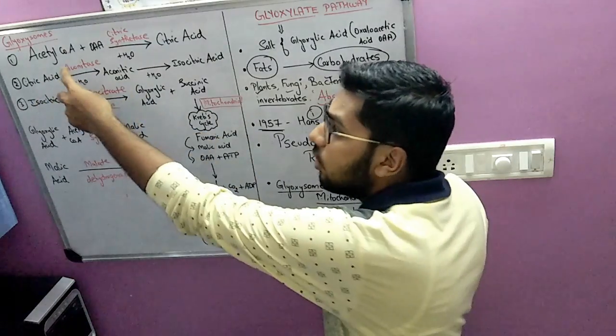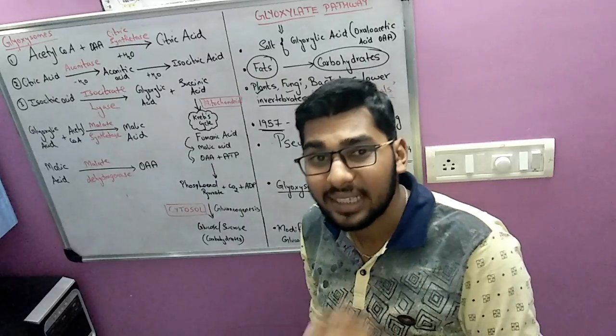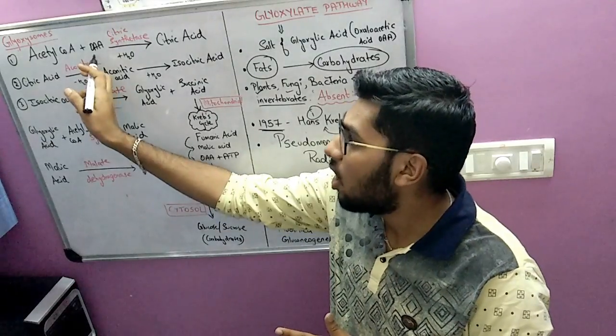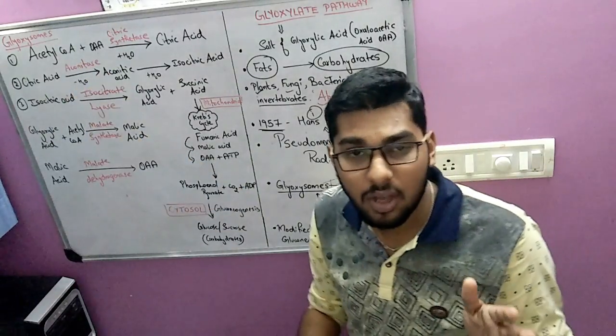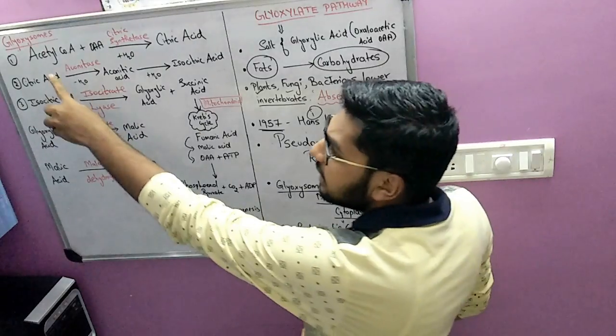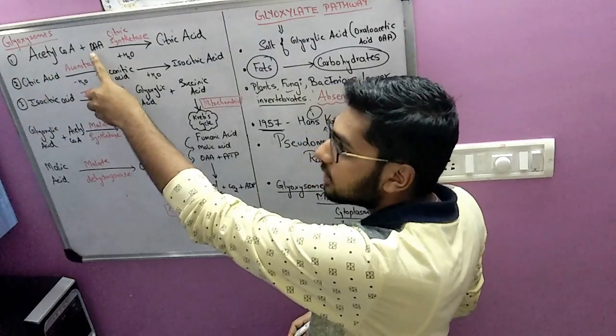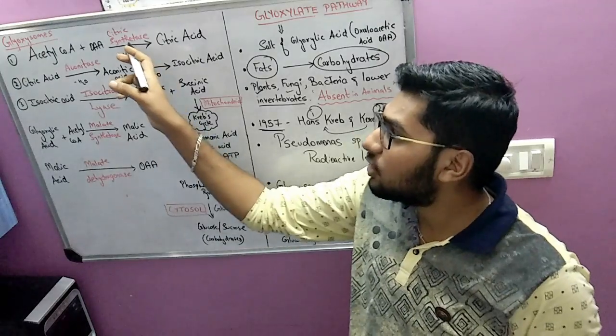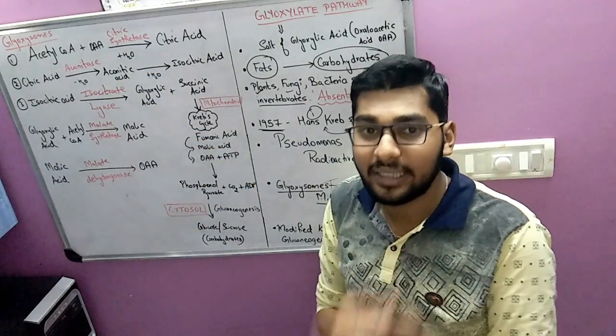This acetyl coenzyme A combines with oxaloacetic acid. OAA means oxaloacetic acid. So acetyl coenzyme A combines with oxaloacetic acid in the presence of an enzyme citrate synthetase.